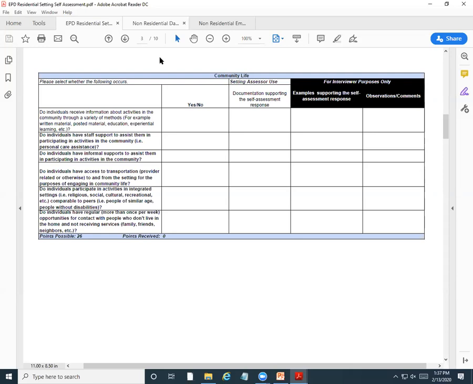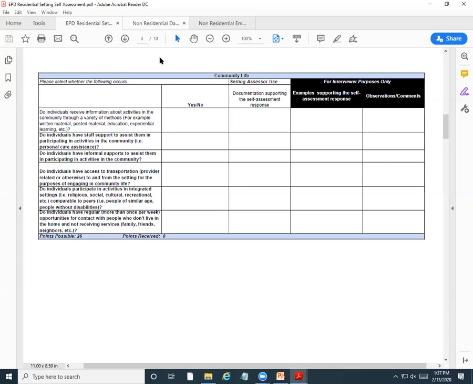Yeah, is there a block party going on? If it's in a residential, small assisted living group home and there's a block party, are people going to the block party if they're interested in that and getting exposed to meeting their neighbors and engaging with their community? And some of these may seem really hard to document as far as your response.